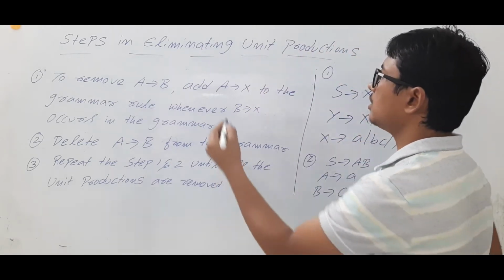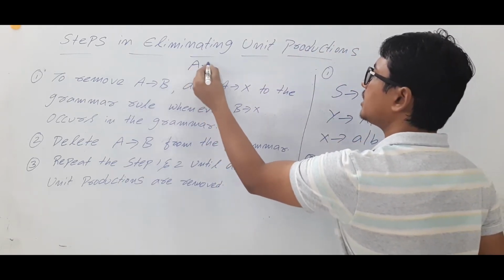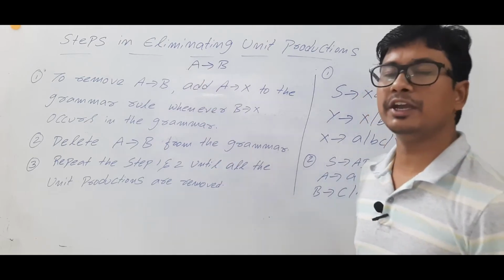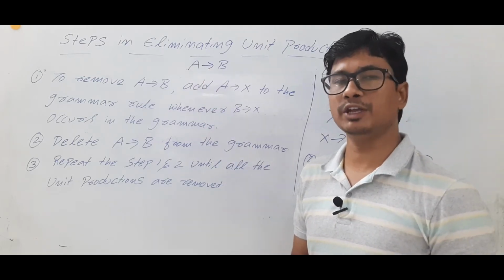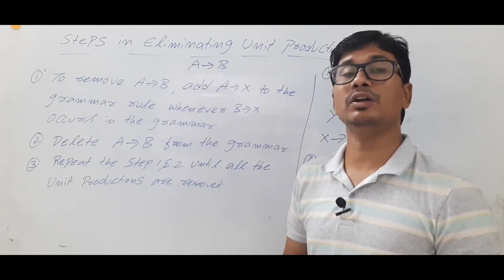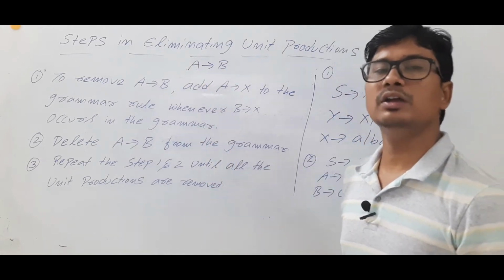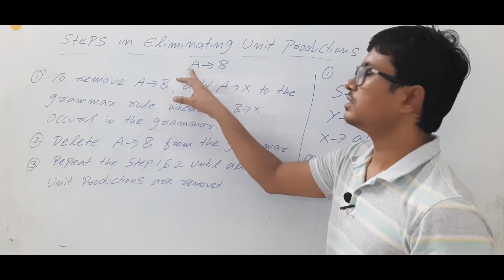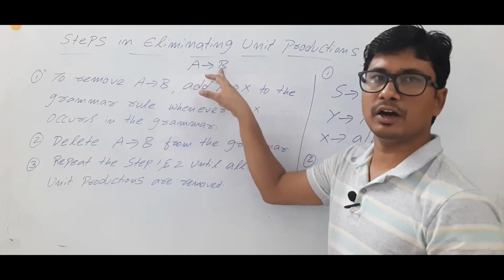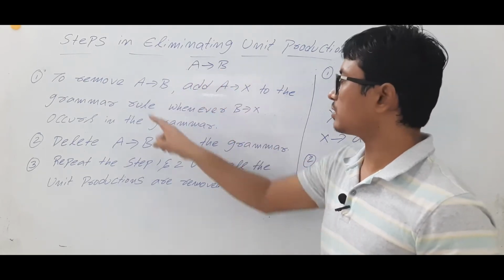Unit productions are in the form A determines B, where A and B both are variables or non-terminals. Are you able to understand? The length of B is equal to 1. So that's what I said.